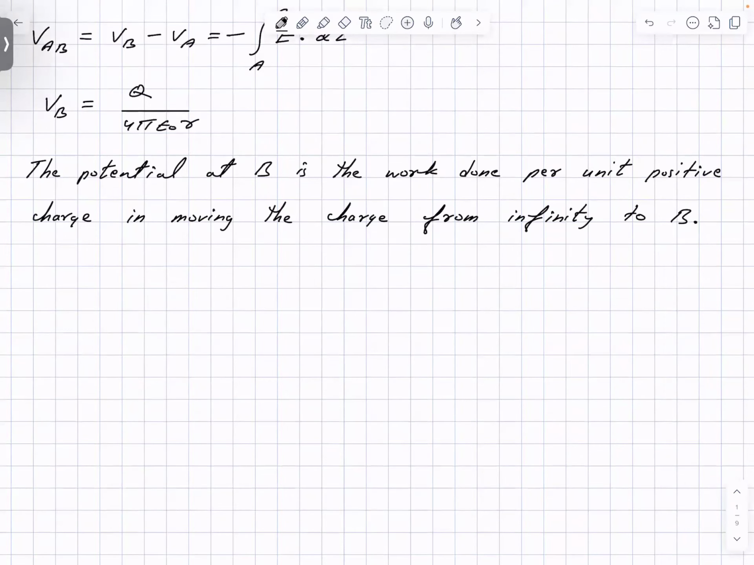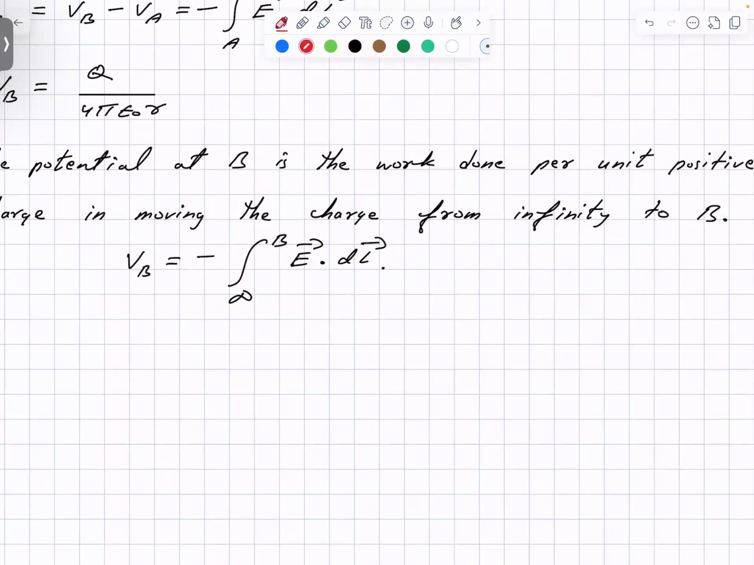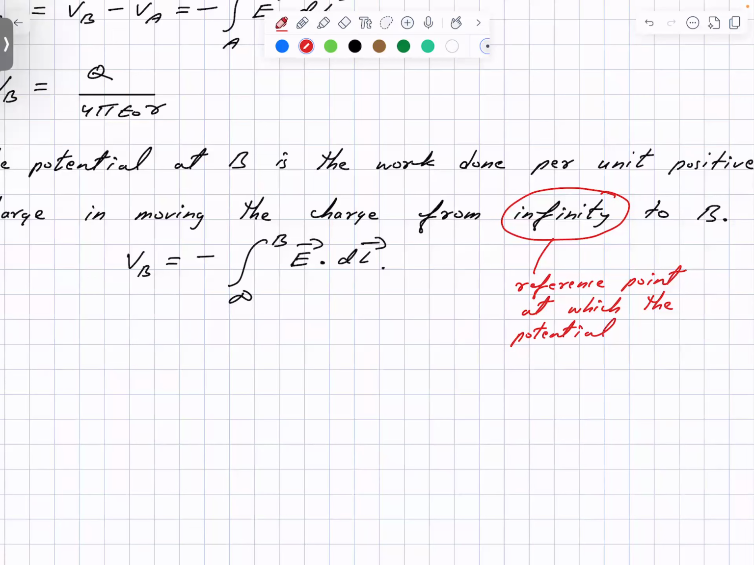So we could write VB as the work done in bringing the charge to point B from infinity. So the point A is now infinity, and this infinity is the reference point at which the potential is zero.